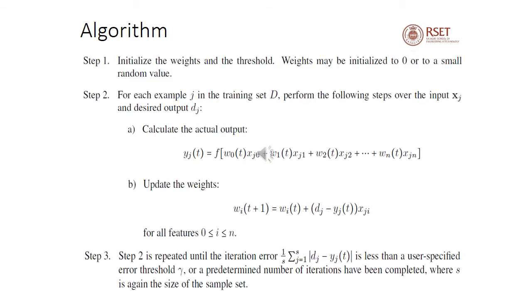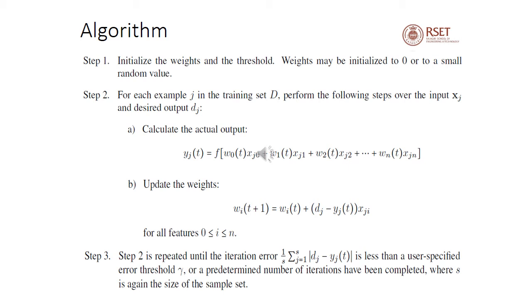The first step is to initialize the weights and the threshold. The weights may be initialized to 0 or a small random value. The second step is, for each example j in the training set D, perform the following steps over the input Xj and the desired output Dj. First, calculate the actual output. How can we calculate the actual output? Each input is multiplied by a weight, and for the bias it is W0(t) into Xj0. Then you apply an activation function over this net input.